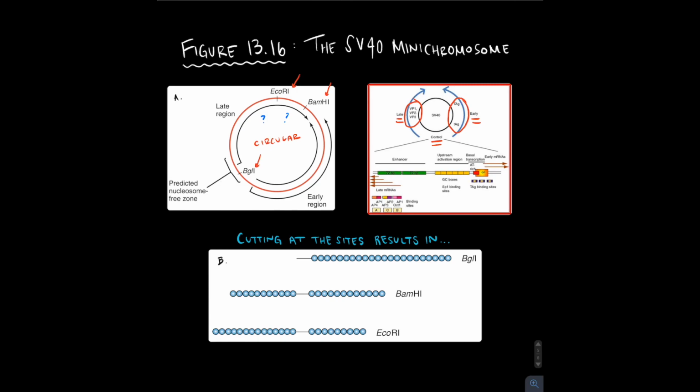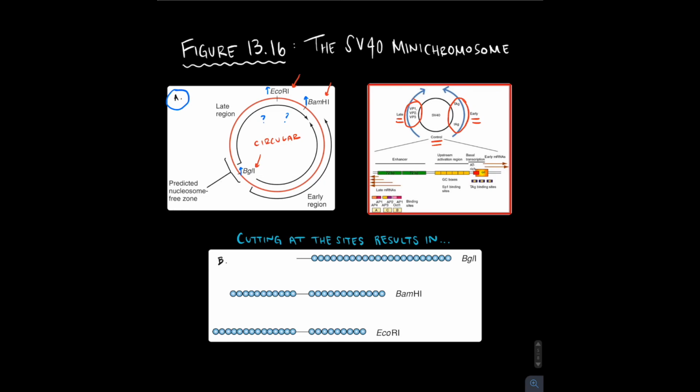So what Yaniv decided he would do was use high quantities of restriction enzyme to cut the sequence at known positions using BglI, BamHI, or EcoRI. And because Yaniv knew the sequence of SV40, he could draw himself a map of where he believed the nucleosome-free region to be located with respect to these restriction sites. Figure 13.16a on top here shows the locations of each restriction site along the mini chromosome.